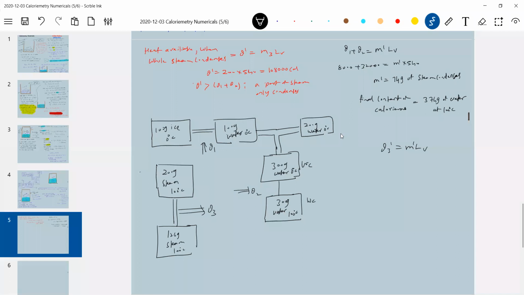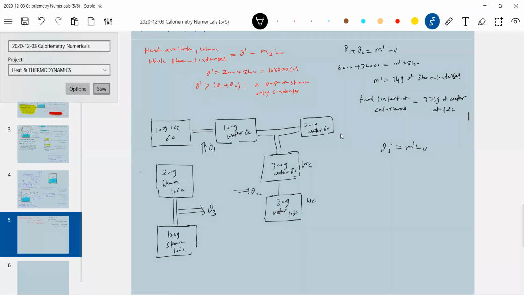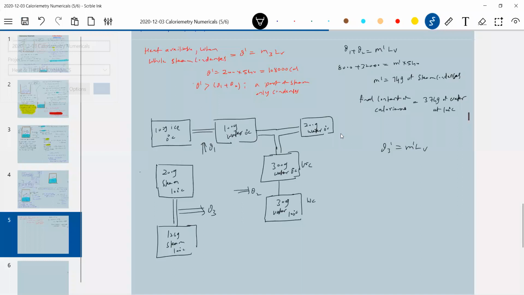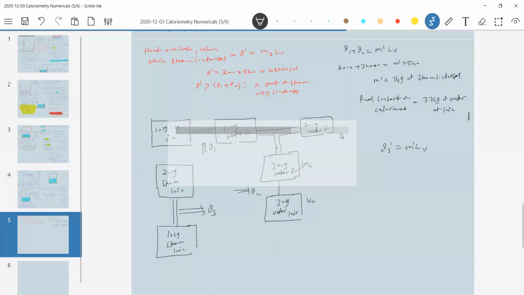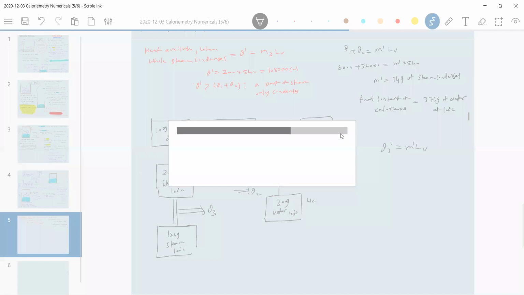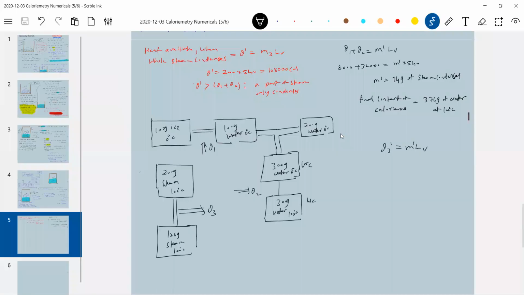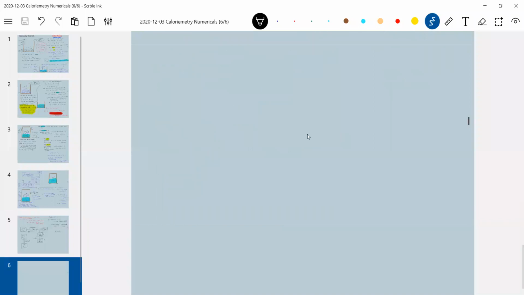Those who are finding it very difficult, at least through this block diagram, try to understand. Can it happen that directly, can I mix steam and ice? Yes, we can do that also. We'll take the next problem.